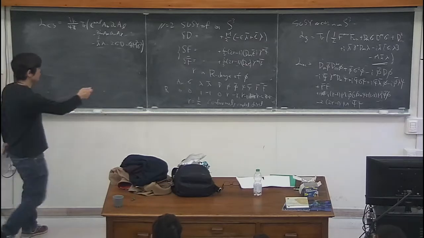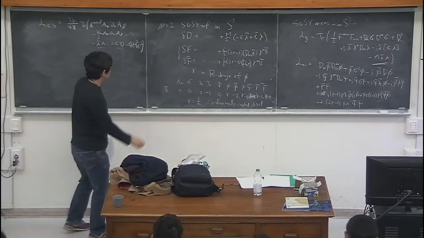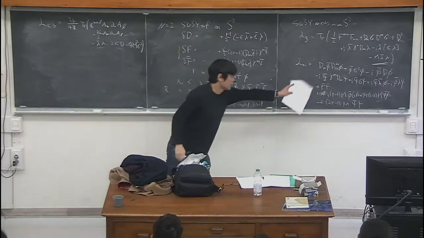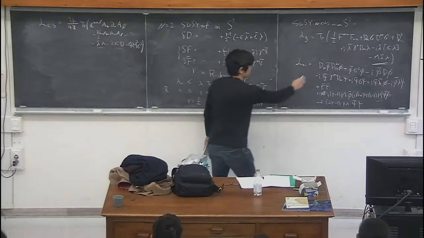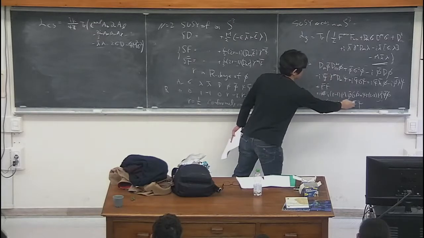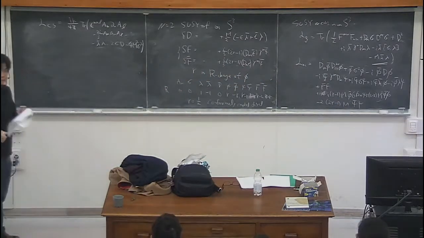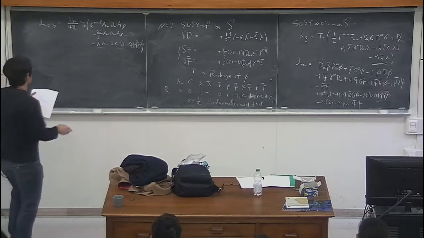And on S3, we need to add this term. This term cancels everything coming from the curvature. Of course, D acting on D or this term, everything cancels, including this term. You can check that. So this is called the Chern-Simons term.